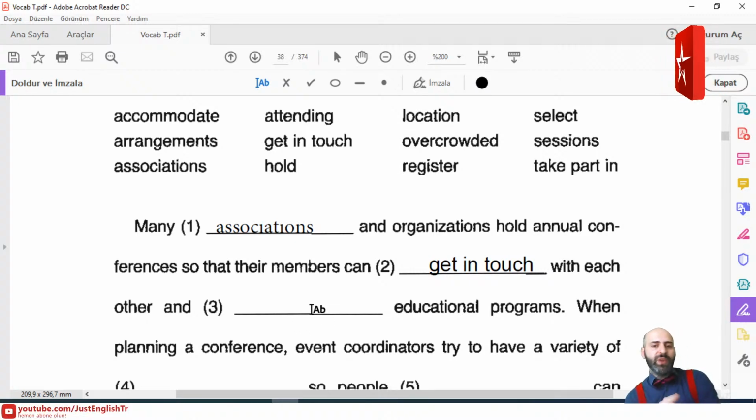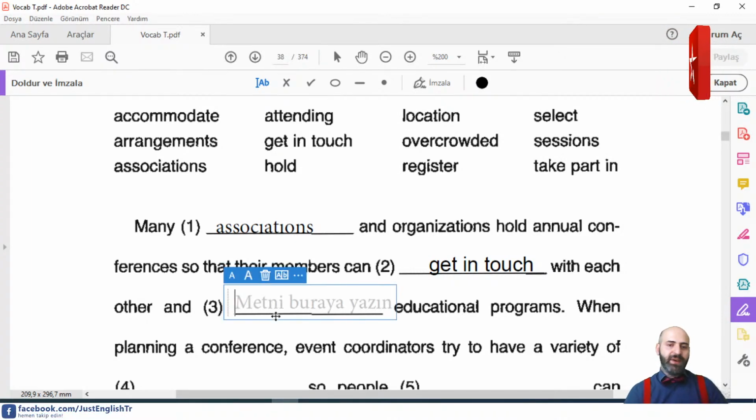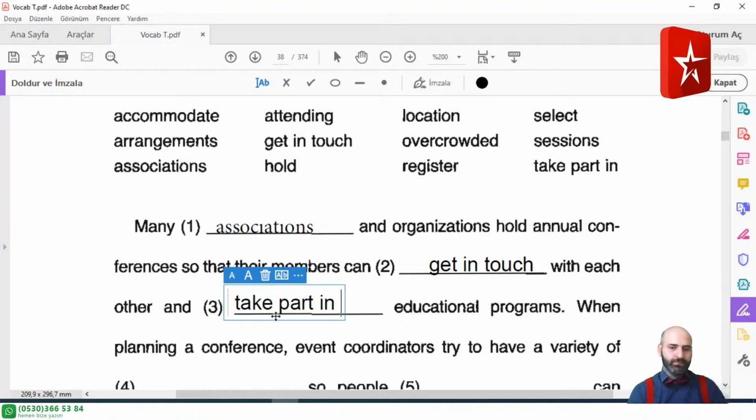Remember one thing now, because we have "and", it connects this one, can get in touch, and so it should be same, it should be the infinitive version of the verb, or it can be also present simple tense. Ramazan, Firuza and Sibel say take part in, and you are 100% correct. We need to use take part in. Take part in educational programs.